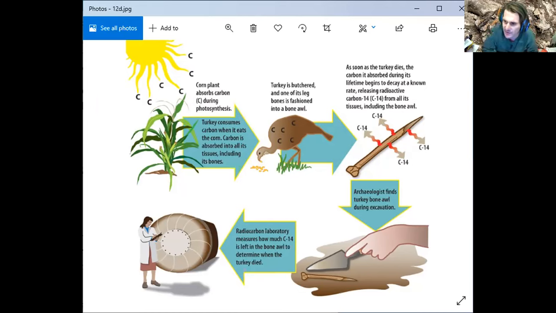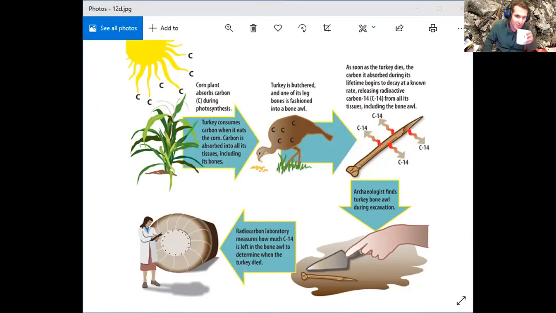So the archaeologists find a turkey bone awl during excavation. The radiocarbon laboratory measures how much C14 is left in the bone awl to determine when the turkey died. Excellent. That gives you a date when the bone awl was actually carved and then used, giving you an idea of the date of the layer in the archaeological site. Job done. Those people were living in relation to the turkey 5,730 years ago. Job done. Bob's a winner.